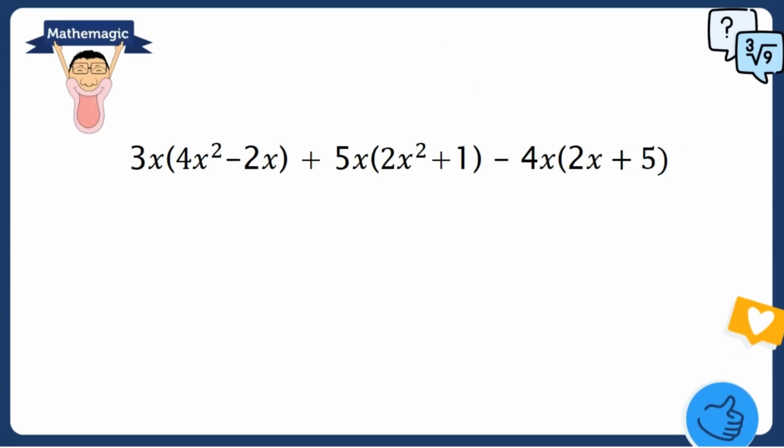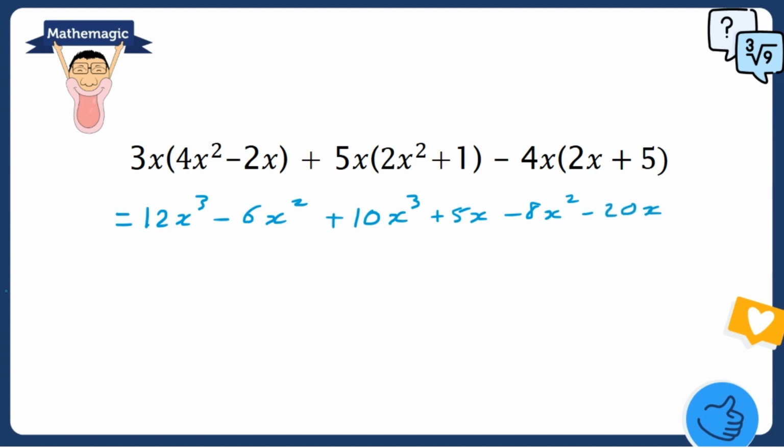And now for a slightly harder expression, so we could try both techniques and see what the difference might be. And so with my traditional expansion here, I'll have 3x times 4x squared, which is 12x to the power 3. 3x times negative 2x, so positive times negative is a negative, so minus 6x squared. 5x times 2x squared, so 5 times 2 is 10. X times x squared is x cubed. 5x times 1, which is going to give me 5x. Negative 4x times 2x, which is negative 8x squared. Negative 4x times positive 5, which is negative 20x's.